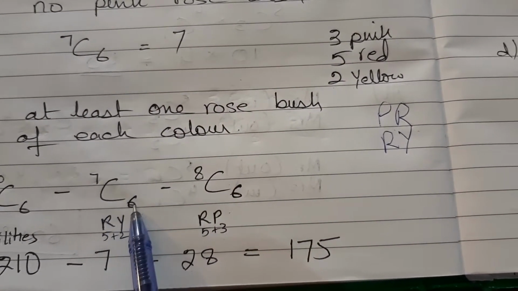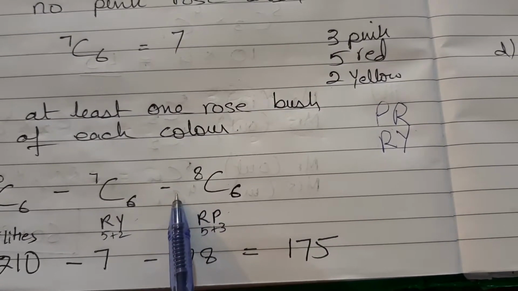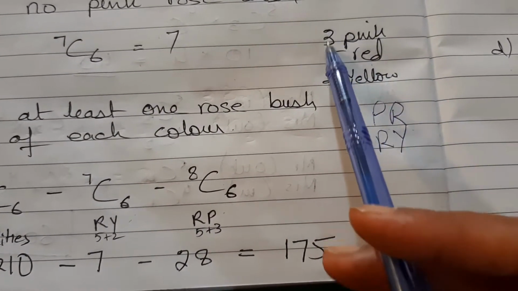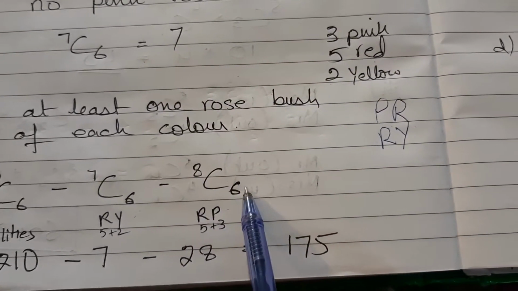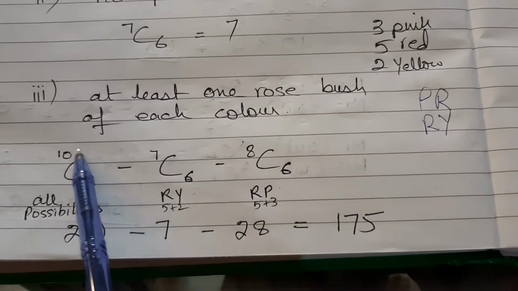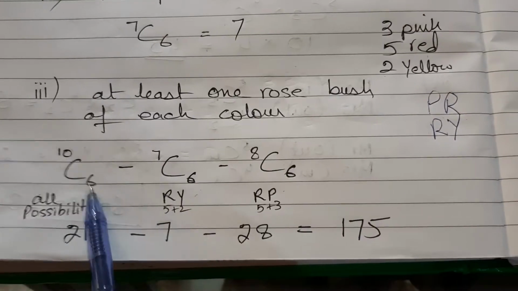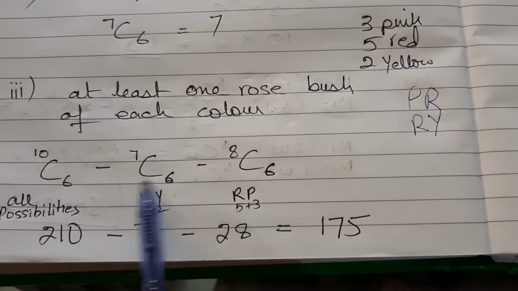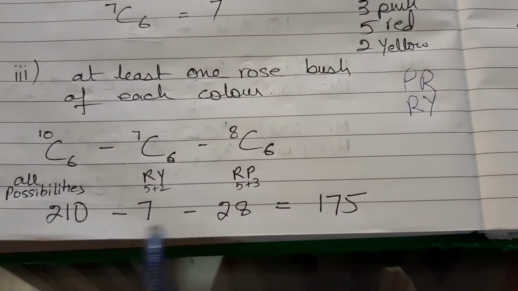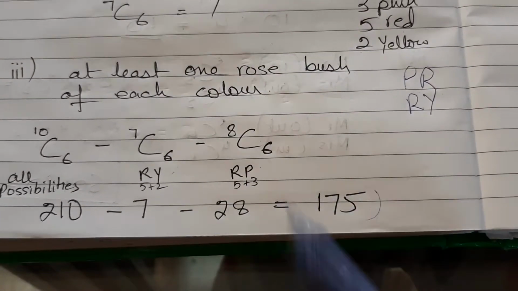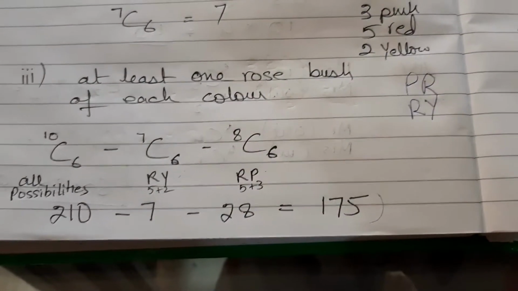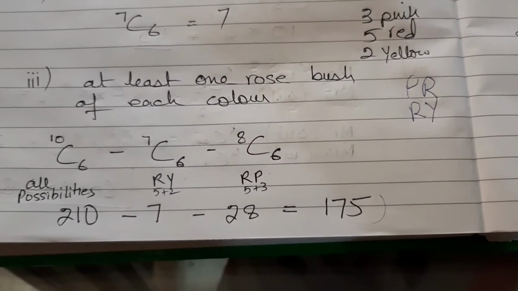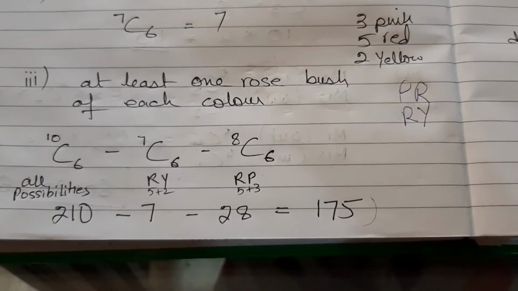So 7C6 minus pink and red 8, so 8C6. So in this total possibilities, the possibilities that the selection is only of red, yellow and red, pink, we are subtracting. So when we subtract, we will be left with those cases which will have all 3 colors at least, right? So let's see the next question now.